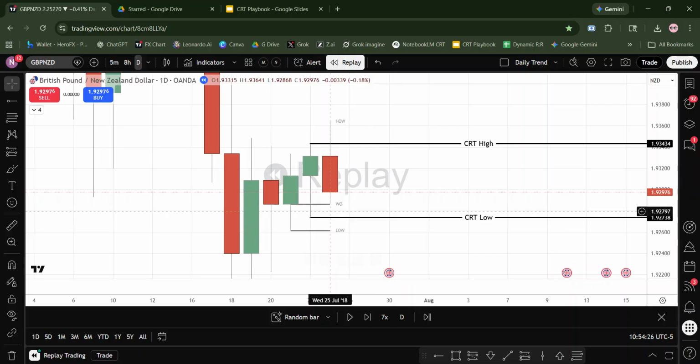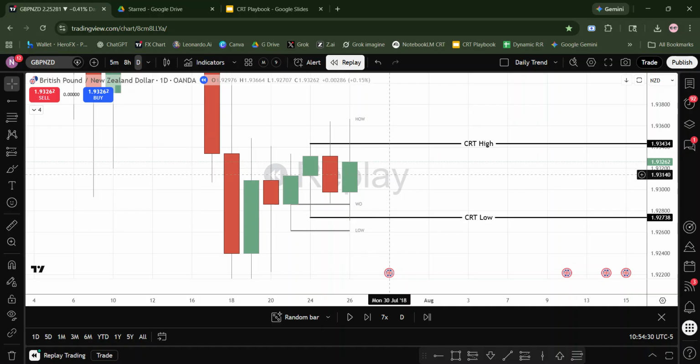Okay, so let's see what the next day brings. This would have been Thursday. And look at that. It just swept both sides. So if you didn't like this close of candle 2 once again, you could have just skipped that day.